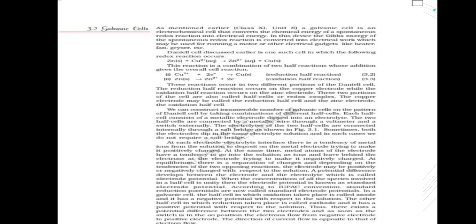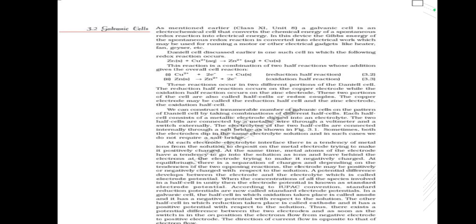Daniell cell discussed earlier is one of such cells in which the following redox reaction occurs: Zn plus Cu²⁺ gives Zn²⁺ plus Cu. And this reaction is a combination of two half reactions whose addition gives the overall cell reaction. Cu²⁺ plus 2 electrons gives Cu, the reduction half reaction. Zn gives Zn²⁺ plus 2 electrons, the oxidation half reaction.